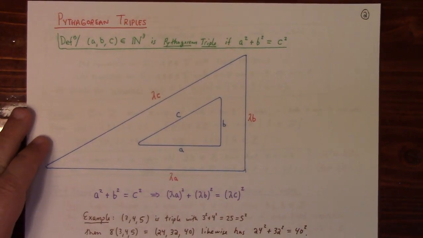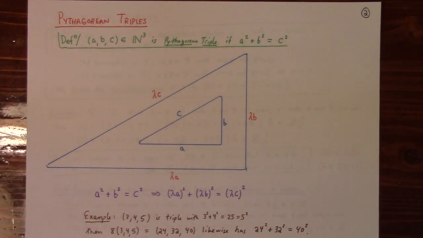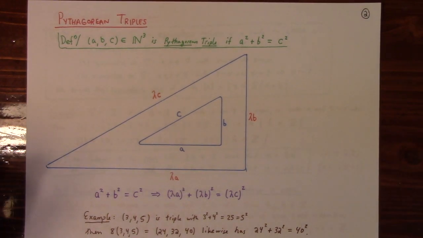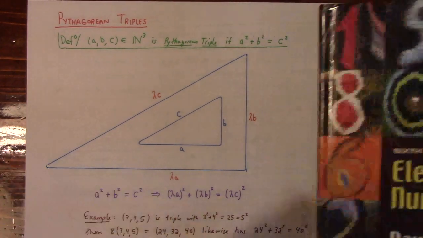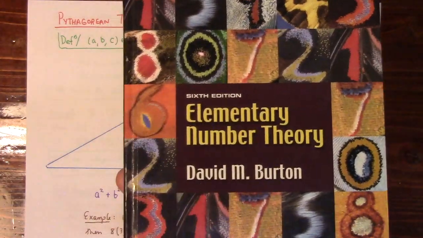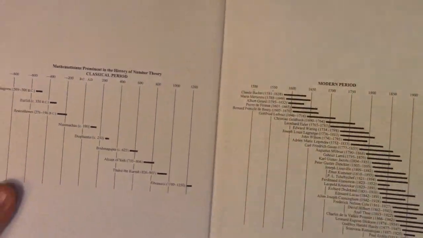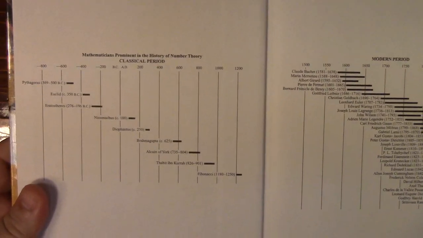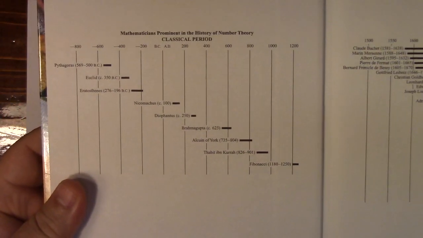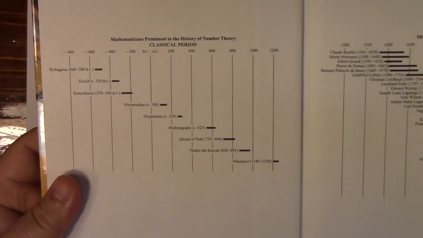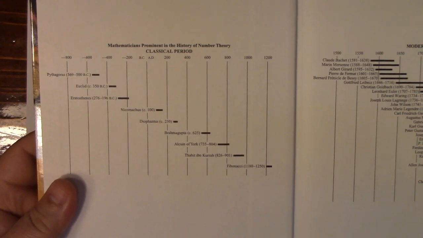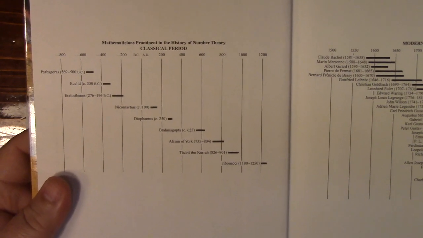In fact, in these first couple of lectures, we're really not doing too much number theory. We're more focused just on basics, just to get us started, right? So, Pythagorean triples. Well, first of all, a little bit of history. How old is the problem of Pythagorean triples? Here's a book, not our book, I suppose, but it's a nice book. Let's look at the timeline. Classical period, huh? Pythagoras, 569 to 500 BC. Whew, that's a little old.